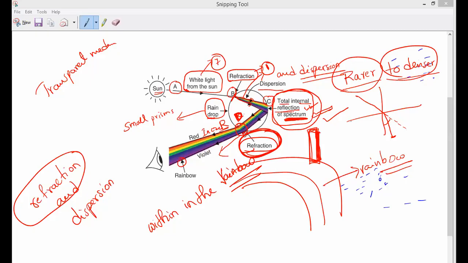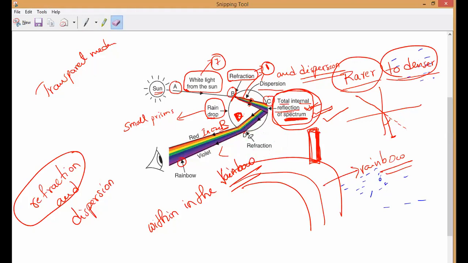Now, listen very carefully. So now, at point C, what is going to happen? Total internal reflection of the spectrum is taking place. So from that point, the spectrum is traveling till point D. And at this point D, what is happening? It is entering into the atmosphere or air.